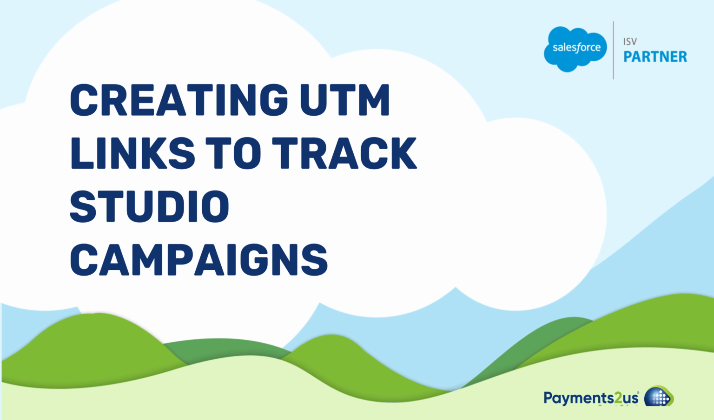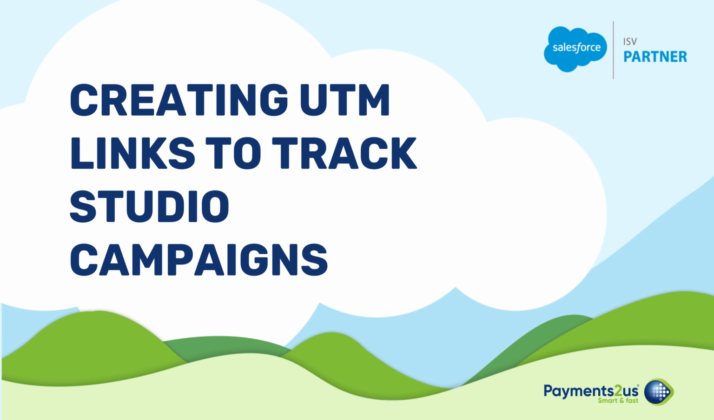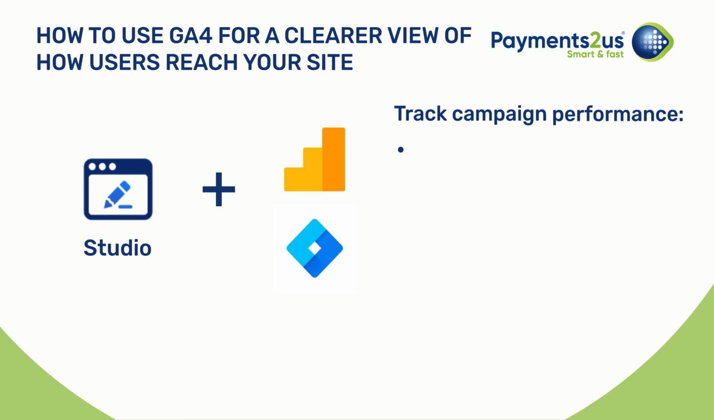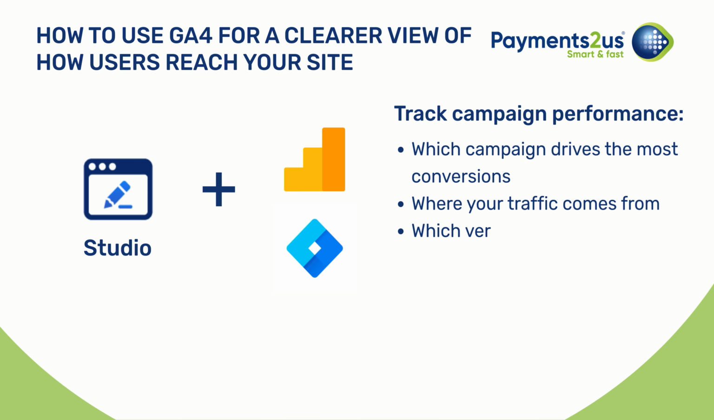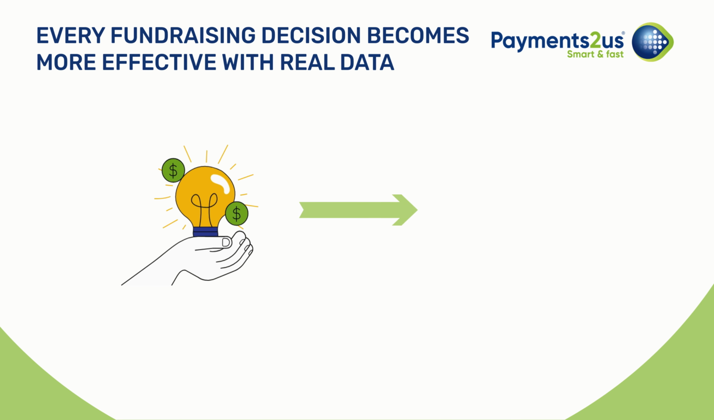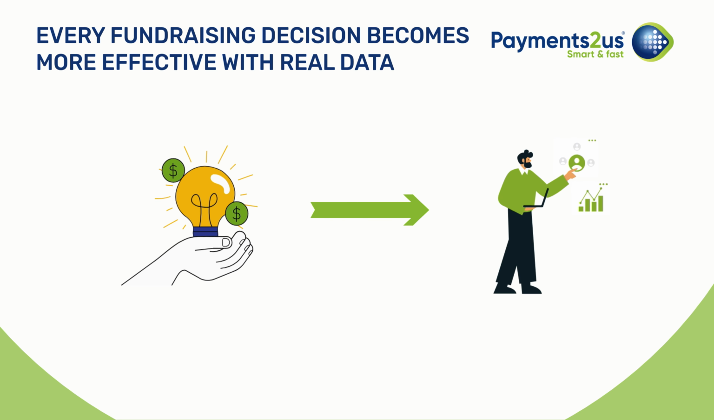As you prepare to launch your next campaign, adding Google Analytics is a simple way to get deeper insight into what's working and where there's room to improve. With Google Analytics, you can see which campaigns drive the most conversions, where your traffic originates, whether that's from an email, ad, or social post, and which versions of your donation forms attract the most donors. These insights help you refine your campaigns, optimize conversions, and make every fundraising effort more effective.